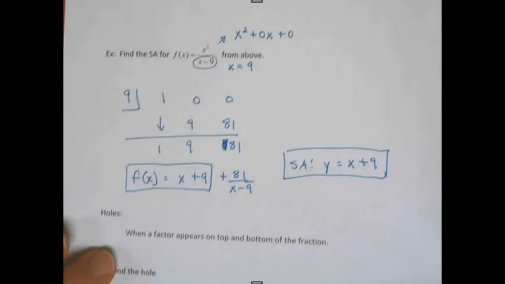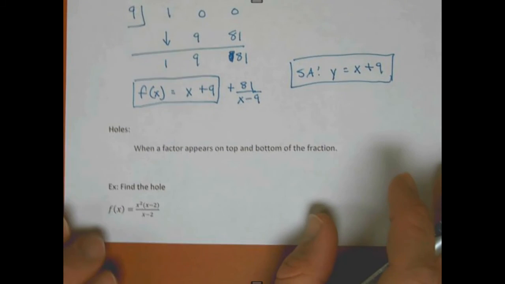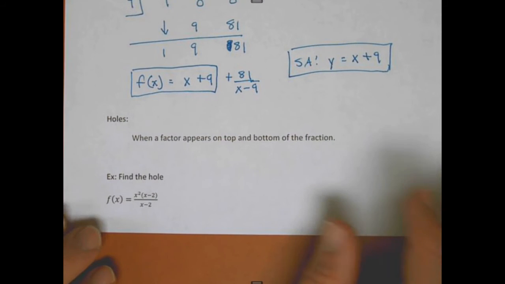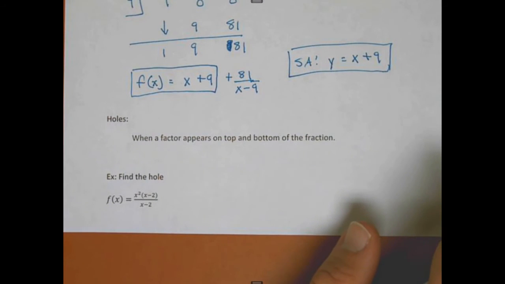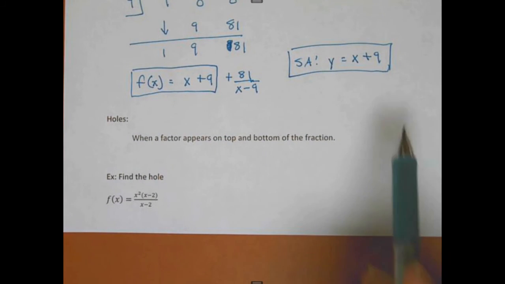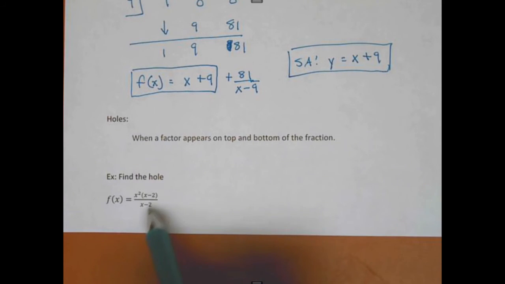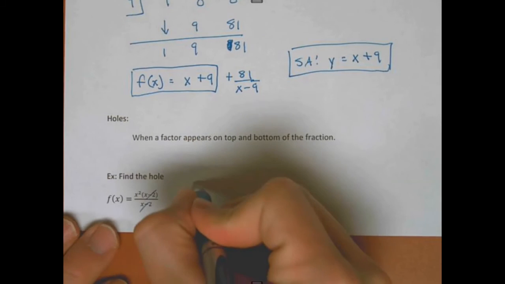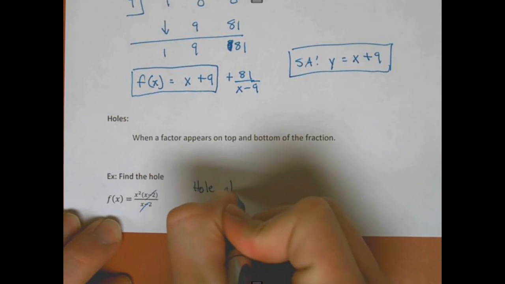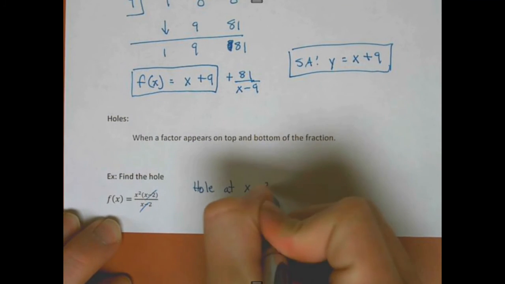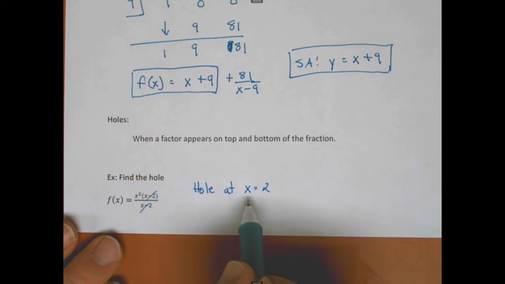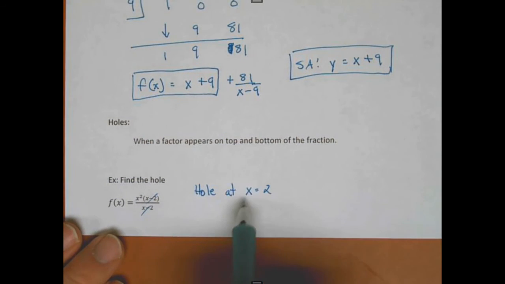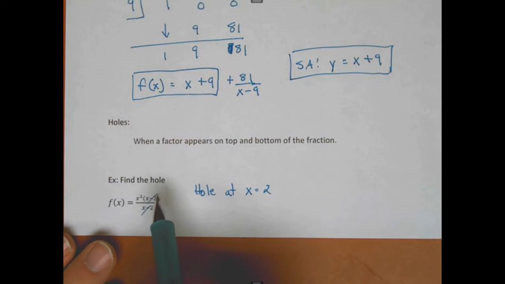And holes is the other one, which we mentioned in the other video, if you watch that. Holes is when a factor appears on top and bottom of the fraction. So to find the hole, you look and say, okay, well, this factor cancels, so that's gone. It's not a vertical asymptote, but there is a hole at x equals 2. And if you want to find the actual location, the y value, then just plug 2 back into the reduced equation after you cancel.